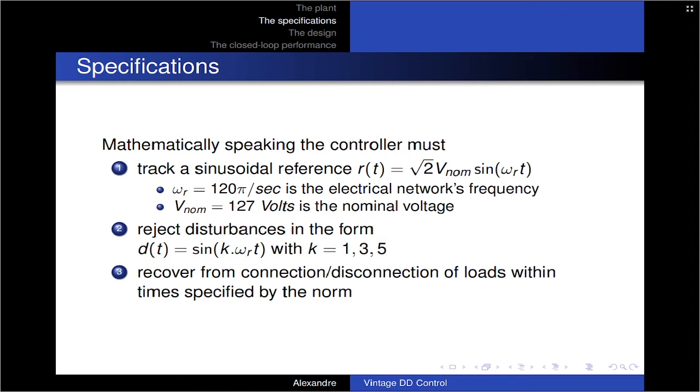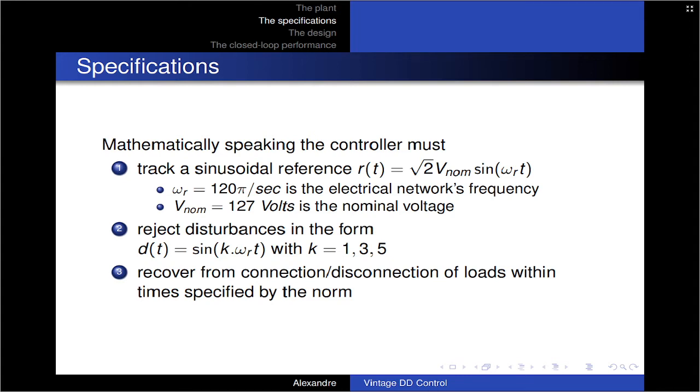In mathematical terms, the specifications translate as follows. We need to track a sinusoidal reference with a 60 Hertz frequency and 127 volts of amplitude, and we must reject disturbances that are harmonics of this sinusoidal reference signal. We must reject the first, third, and fifth harmonics. These are steady state specifications. From a transient point of view, the norm tells us how the UPS must recover its voltage from connection and disconnection of loads. And these must be done within times that are specified in a very specific form by the norm.